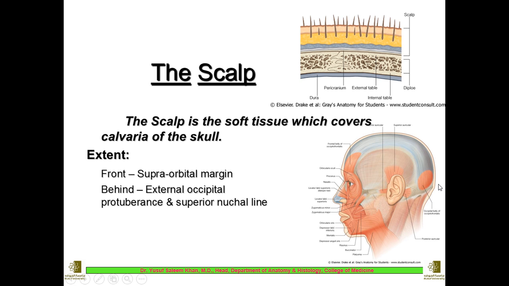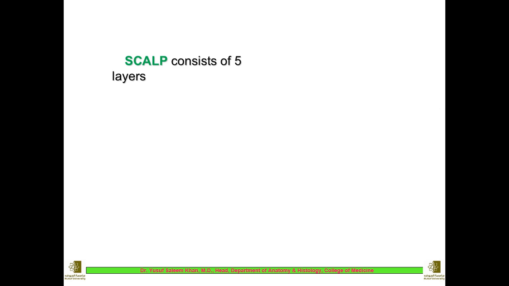So this is the extent behind, and on the lateral side it will extend up to the zygomatic arch on either side. So this is the whole extent. In the front it will extend up to the supraorbital margin, goes all the way behind up to the external occipital protuberance as well as the superior nuchal line, and at the side it extends up to the zygomatic arch. So this is the whole extent of the scalp.